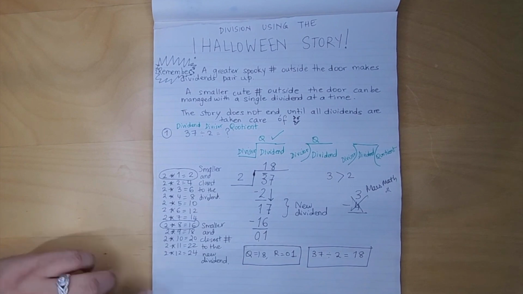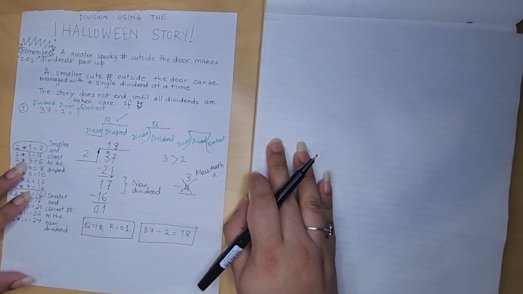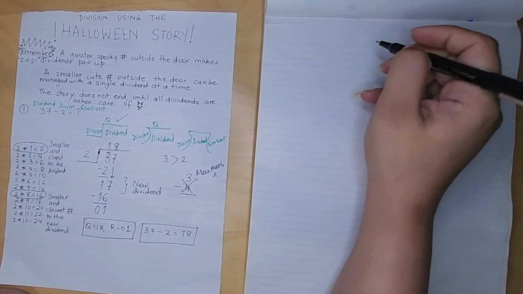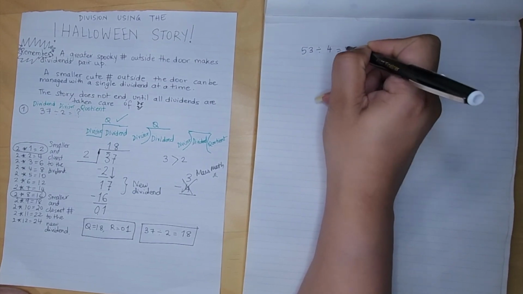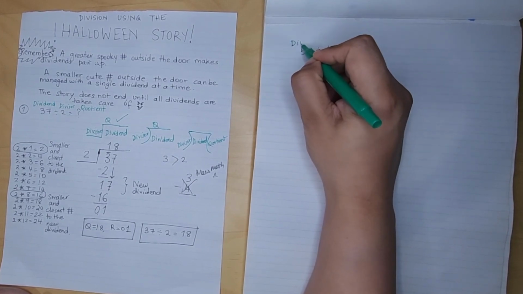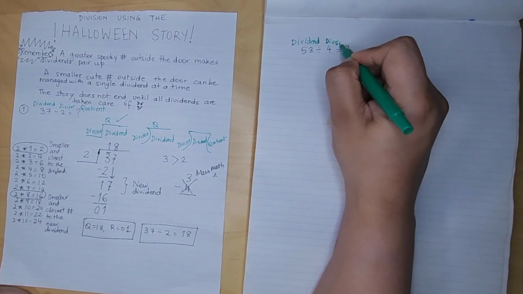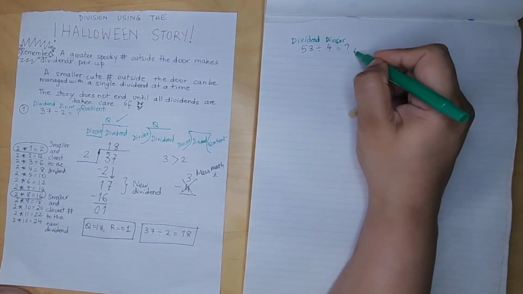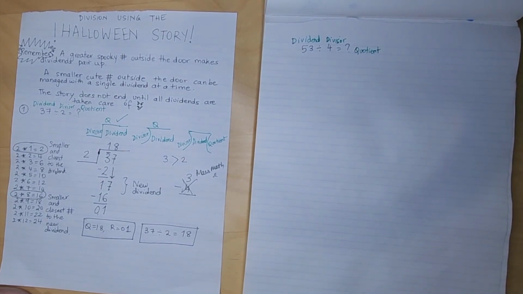I'm going to keep this here to refer to the steps. Let's go with 53 divided by 4. Again, as we know in this question, 53 is the dividend, 4 is the divisor, and the question mark is where you have to write your quotient, because that's what we have to find.